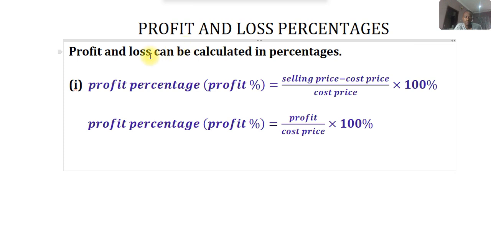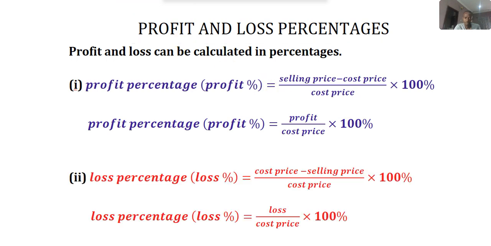Now, here we have the formula for calculating the profit percent. As you can see on your screen, we have selling price minus cost price over cost price times 100%. And don't forget that the numerator here is what we dealt with in the last video when we talked about profit. So this numerator here, selling price minus cost price, actually represents profit. And that is why we have it written here as profit over cost price times 100%.